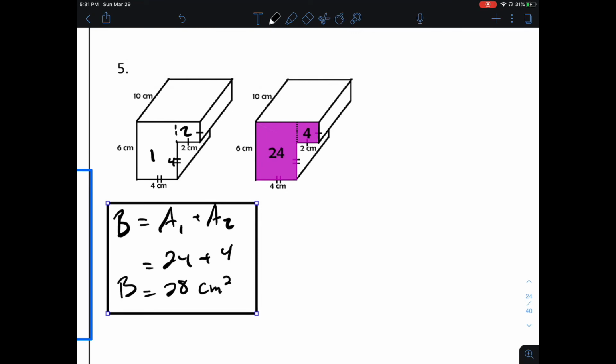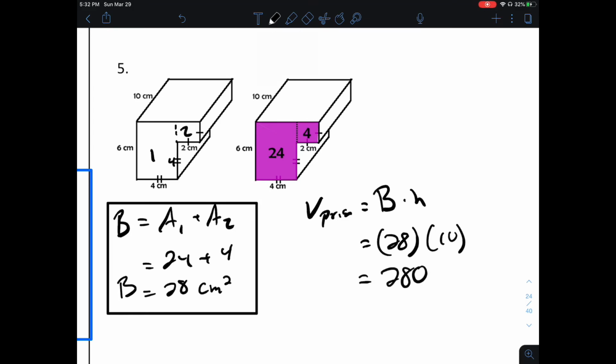So the area of that base, which is an odd shape, is 28 square centimeters. To find the volume of a prism, all we got to do was take the area of the base times the height. The base, we said, is 28. The height is the distance between the two bases, and that, it says, is 10. So this is 280 cubic centimeters.